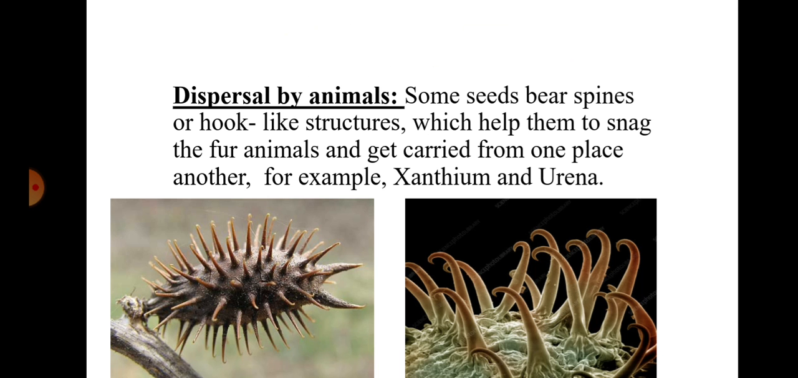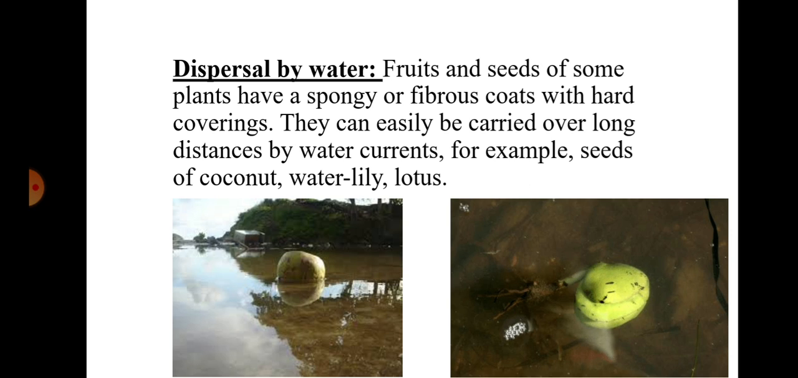Dispersal by animals. Some seeds bear spines or hook-like structures which help them to snag onto furry animals and get carried from one place to another. For example, xanthium and urena. You see the pictures.